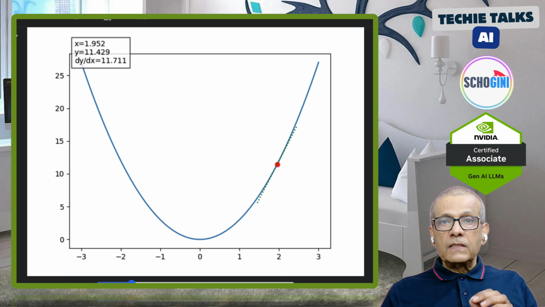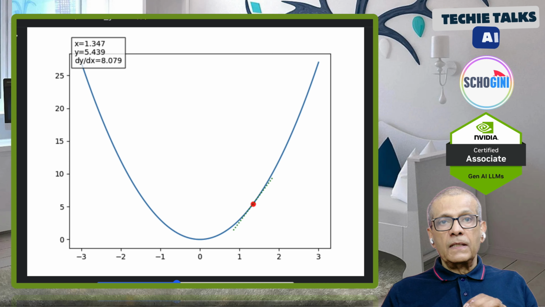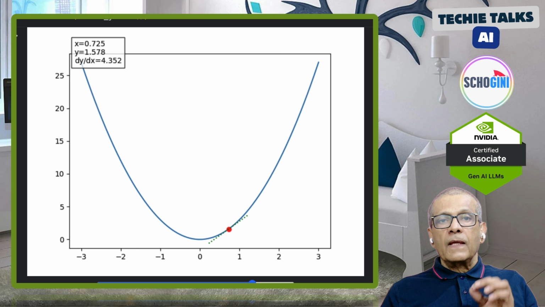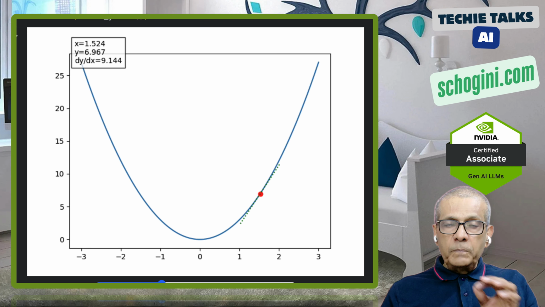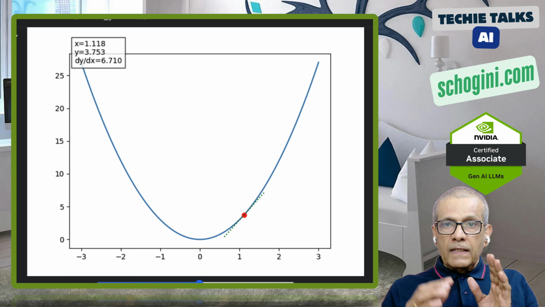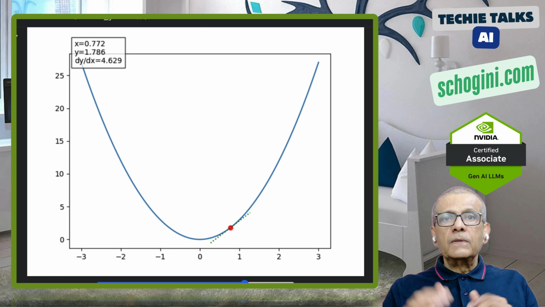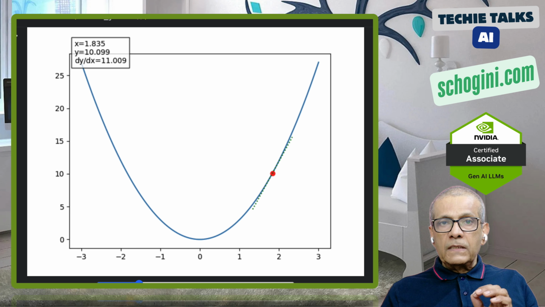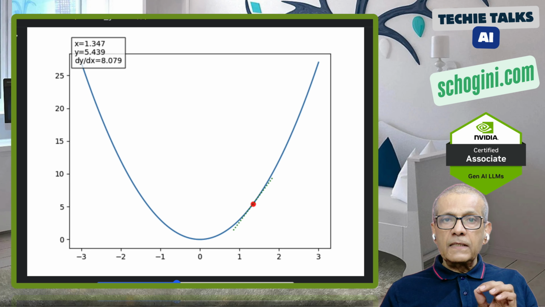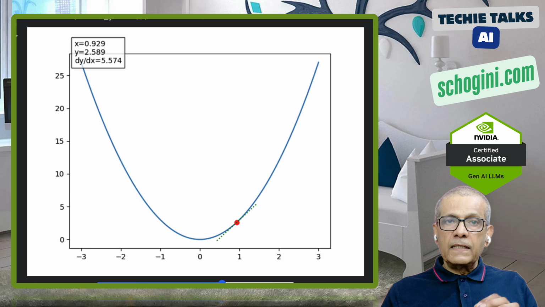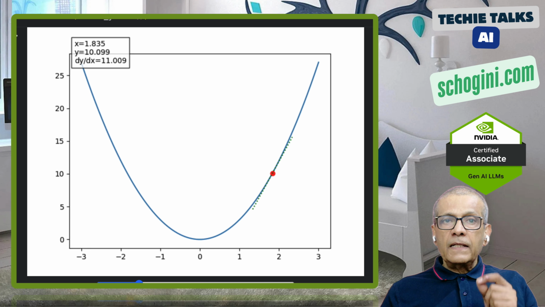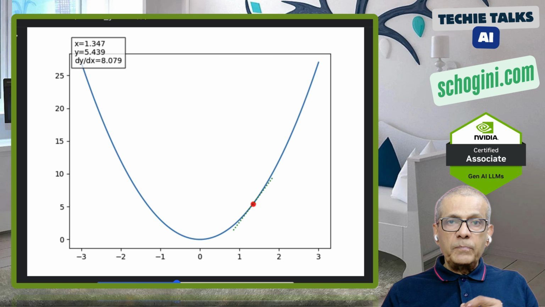Clear? This leads us to the update rule that drives the learning. A new parameter is old parameter minus learning rate into the gradient. In words, the gradient tells us the direction in which the error increases. We move in the opposite direction. The learning rate controls how big that step is.